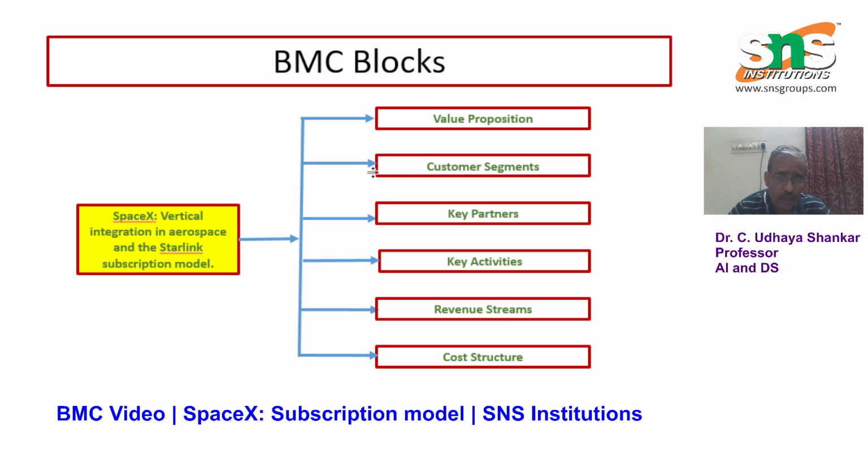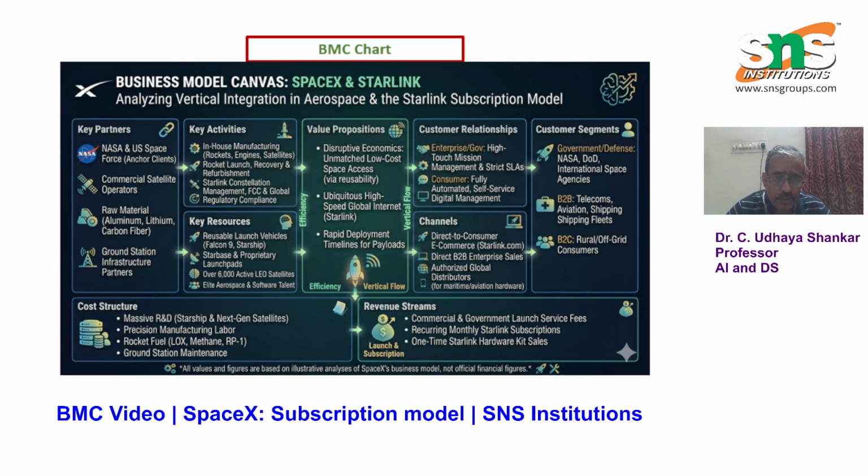So based on this we can go with the business model chart. This is the overview of what we have discussed. I have proposed a chart, the business model chart. Here I have given the value proposition, customer segments, key activities, key partners. Whatever we have discussed until now has been put as a chart for us to have a better understanding.